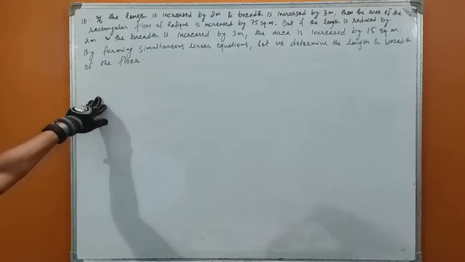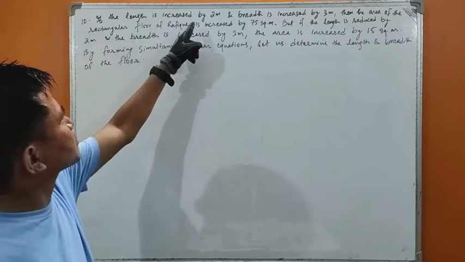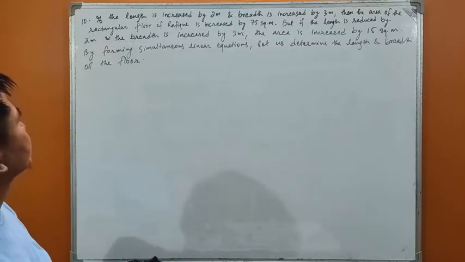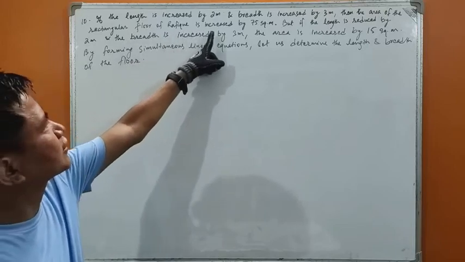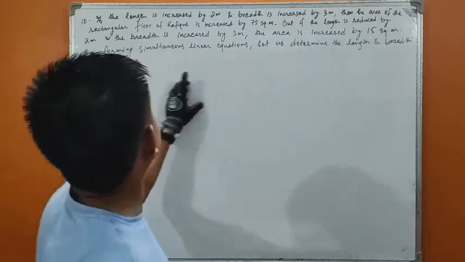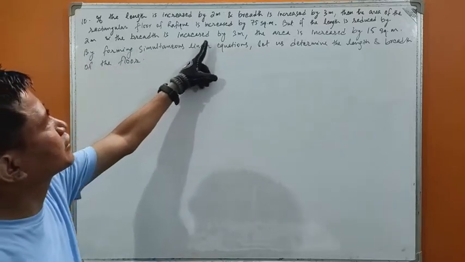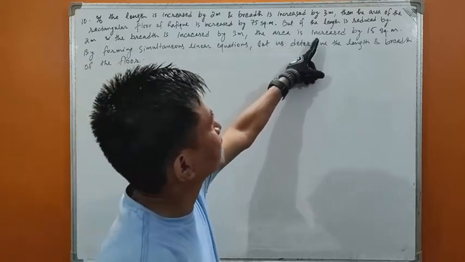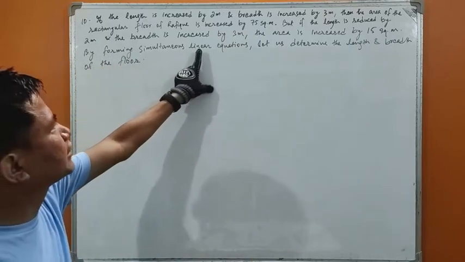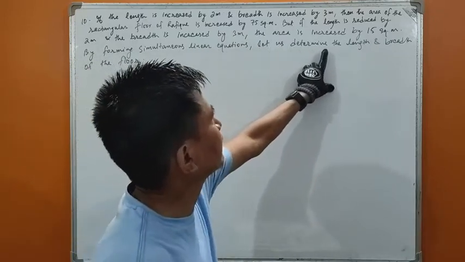Let us do question number 10. If the length is increased by 2 meters and breadth is increased by 3 meters, then the area of the rectangular floor of Rafiq is increased by 75 square meter. But if the length is reduced by 2 meters and breadth is increased by 3 meters, then the area is increased by 15 square meter. By forming simultaneous linear equations, let us determine the length and breadth of the floor.